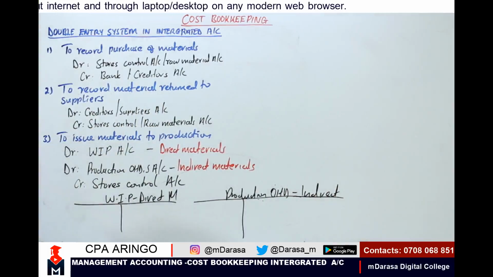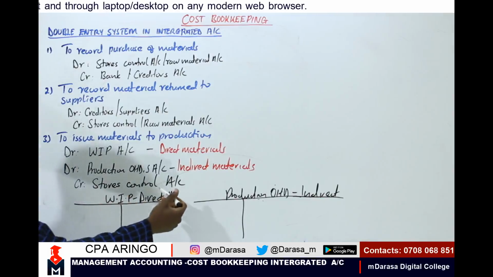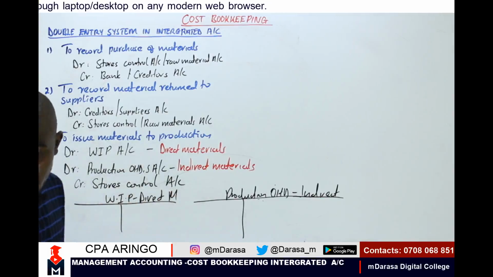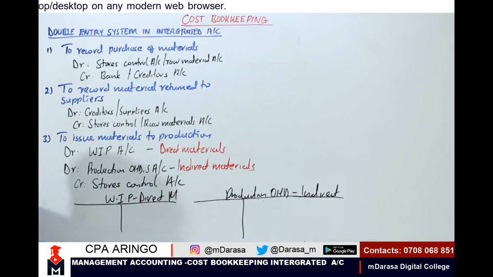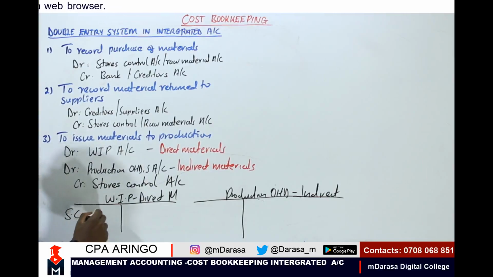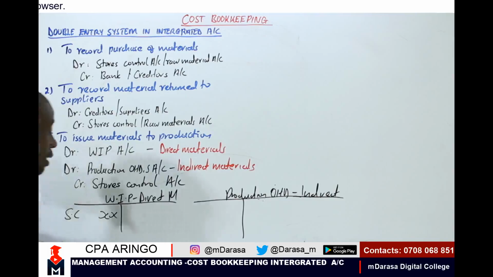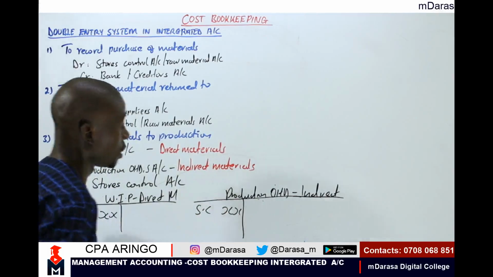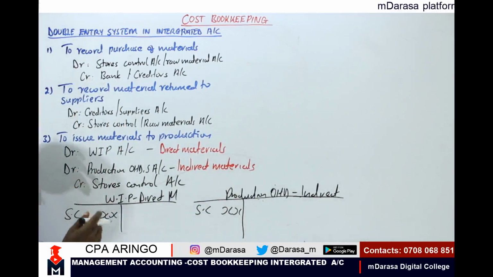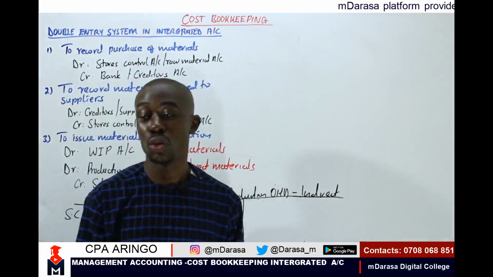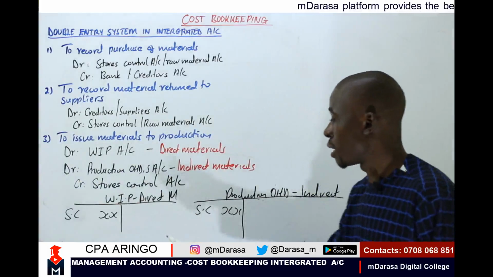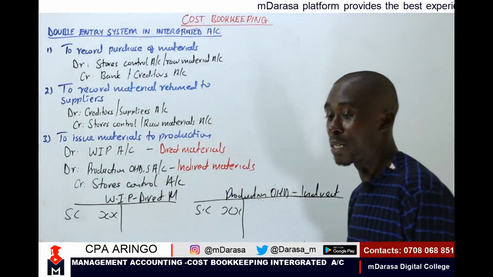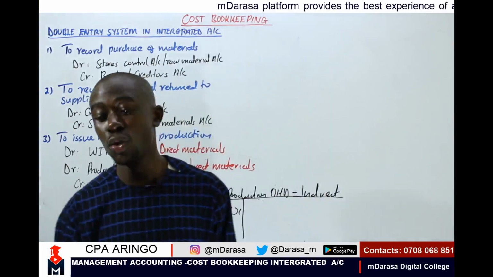So you're saying that in this case, at any given point, I'm going to reduce the materials from stores, and in reducing these materials from stores, it means that I'm going to increase work in progress account. So I'll have stores control recording the value there if it is direct, and also here you can have stores control if it's indirect. So I've credited stores control account, meaning that we've reduced the stores control account and we have increased either production overhead or work in progress account. Very key concept for us to note.